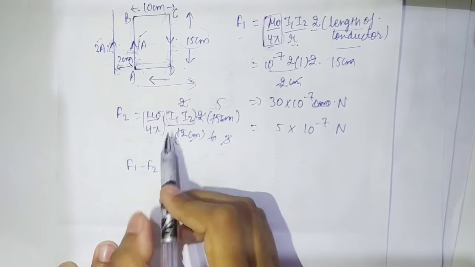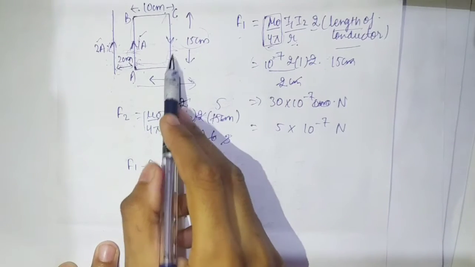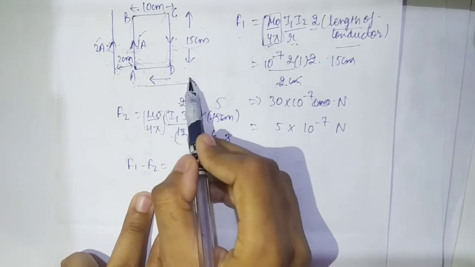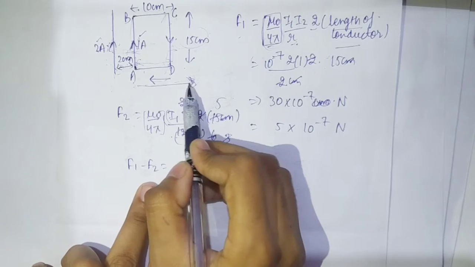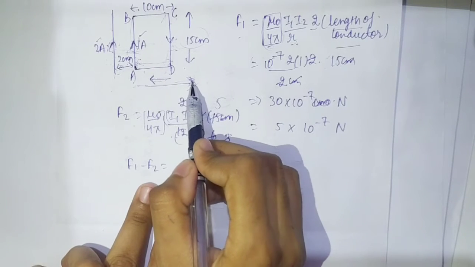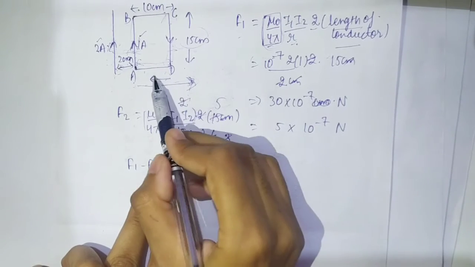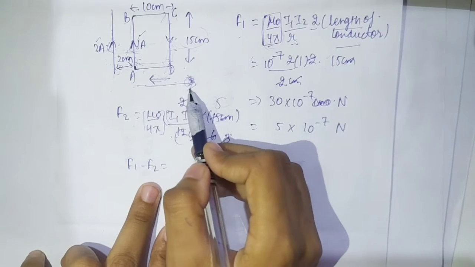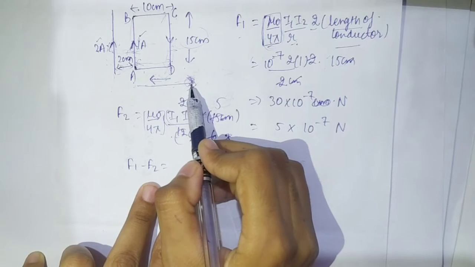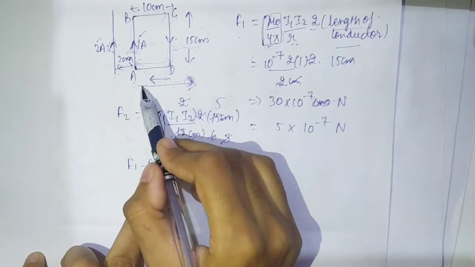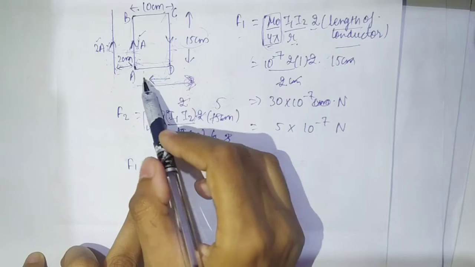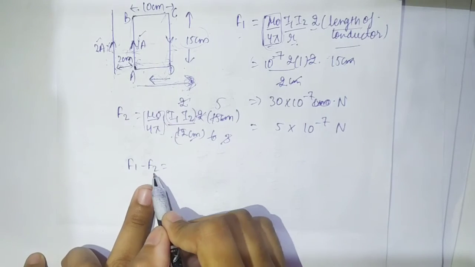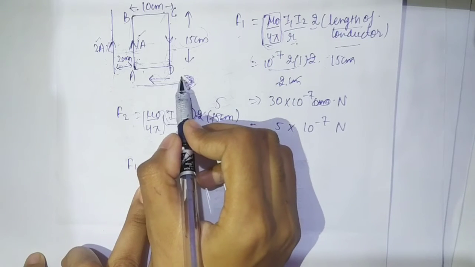See, this is in this direction, this is in the other direction, so I am subtracting F2 from F1. Now if the answer comes positive, we will understand that the direction will be opposite, or we can say away from the wire. If the answer comes negative, that means F2 is greater, so we will say that the direction is towards the wire.